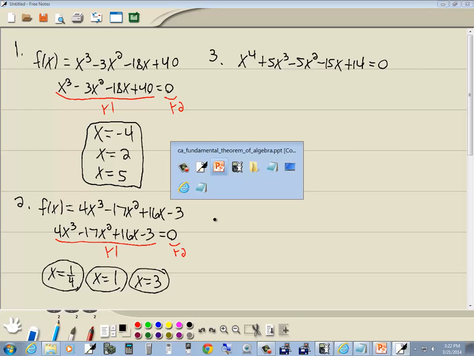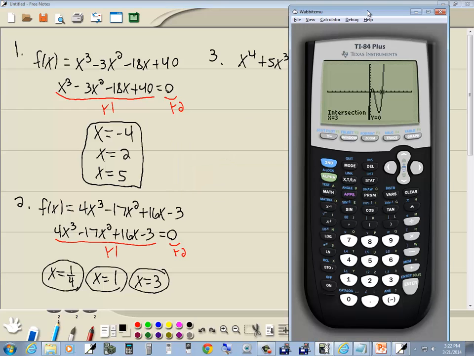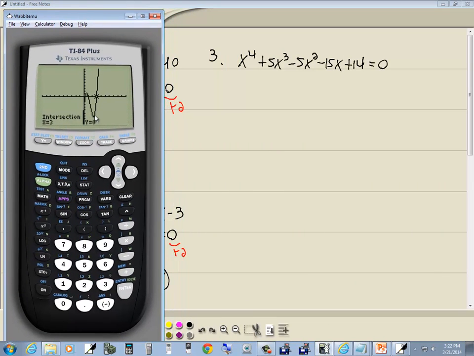So let's input that into y1. That's pretty vague, wasn't it? 4 somethings. We're going to see they're not always real. I don't think we see it in this problem, but okay. So we do y equals, clear, and x to 4, so x caret 4, plus 5x to the 3rd, so x caret 3, minus 5x squared, minus 15x, plus 14. And you have to have 0 on y2, which we already do.